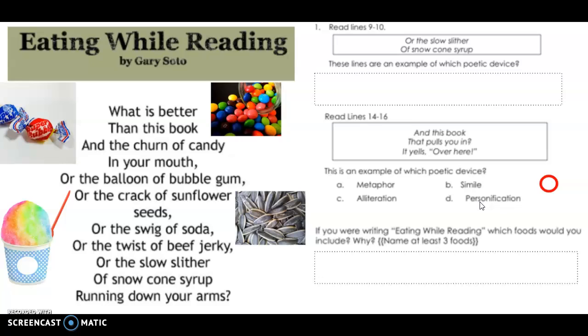We know that a book is not alive. It can't yell, it can't pull. So that would be personification.